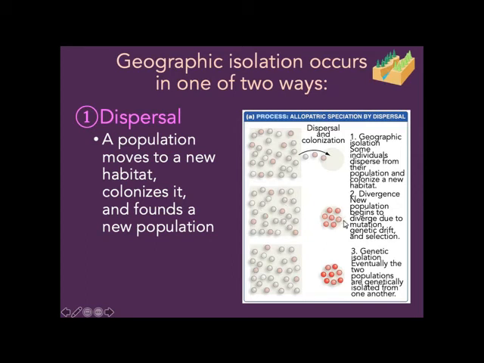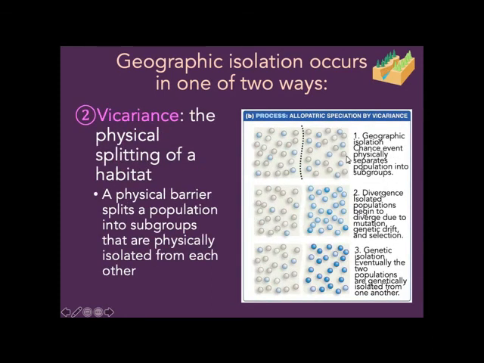It could be genetic drift, so it could be by chance alone. The individuals that went over to this new place happen to have a greater proportion of maybe these pink alleles than in the original population. Eventually the populations diverge enough that they become genetically isolated from one another. So even if they could come back together again, they'd no longer be able to interbreed. So this is dispersal. Dispersal just refers to some of these individuals going somewhere else.